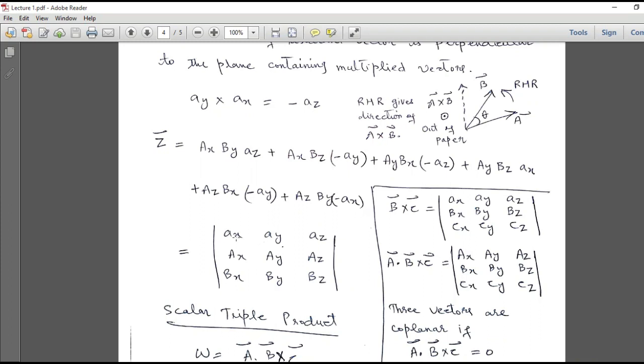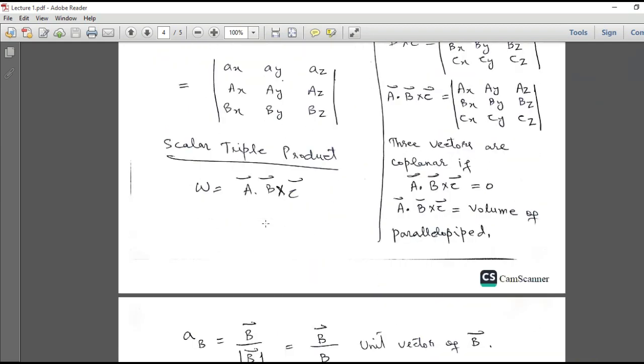So if we want to evaluate the cross product between A and B, first we have to specify the unit vectors, then the components of vector A, then the components of vector B, and now we will take the determinant, and the result of this determinant will be the same as what is written over here. So this is a simple way of calculating the cross product of two vectors.